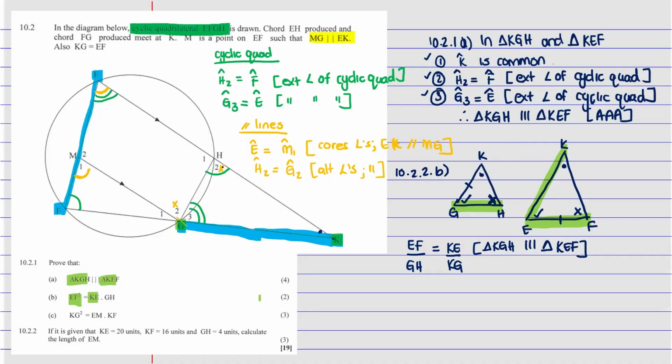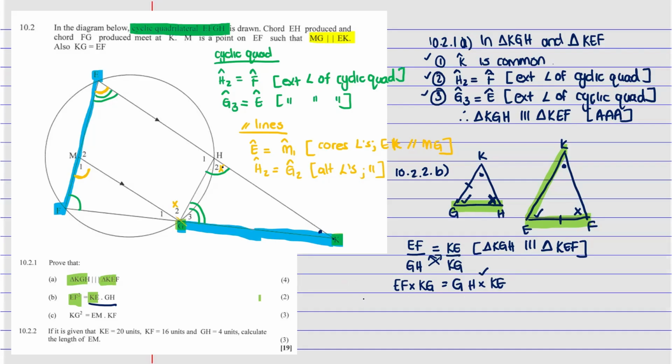Yes, ma'am. So now we're going to cross multiply, because in this case it's multiplication. So it's going to be EF multiplied by KG, which is equal to GH multiplied by KE. Do you see that now this side is sorted? We have GH and KE, which is great. Now we need to sort out this side.